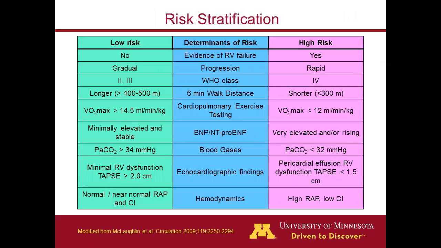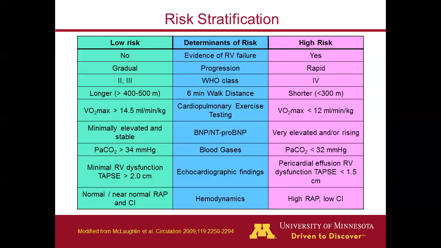Now, we have these 12 or 13 drugs I discussed, so how do we decide which one to choose? First we decide whether they are low risk or high risk. What are the things we look for? Do they have overt RV failure? If they have RV failure, they're high risk. How quickly are they progressing? Rapid means they're high risk. If they have class 4 symptoms, they're high risk.